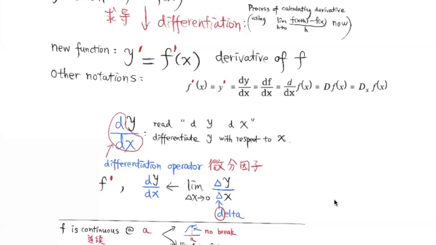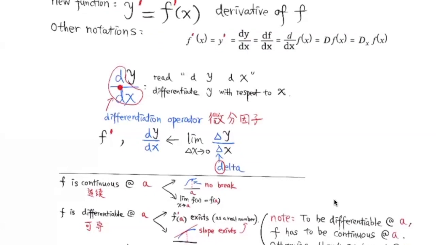Now, when you use the notation dy dx, you read this as: differentiate y with respect to x. This d dx is called the differentiation operator. In Chinese, we call that 微分因子. Now, this notation, the differentiation operator, actually kind of makes sense.